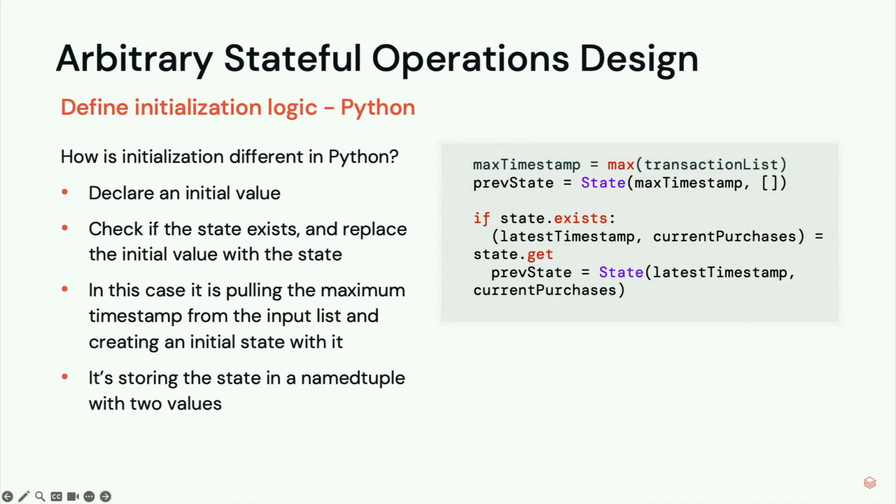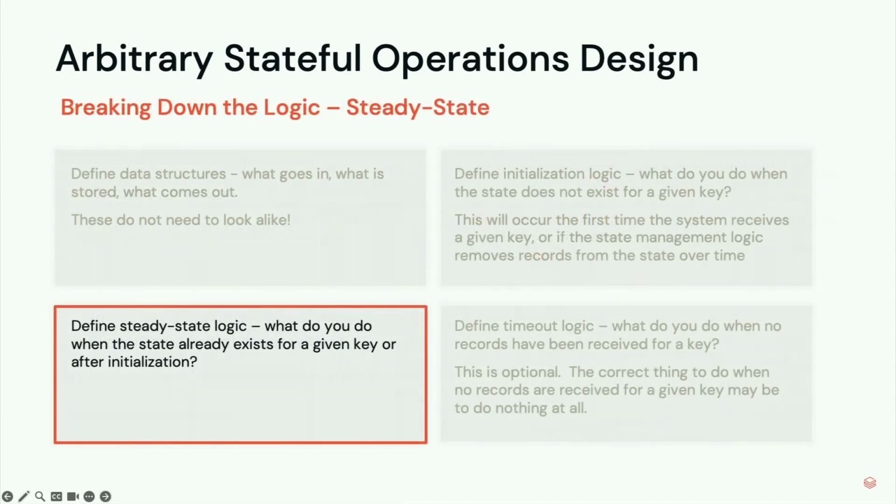How is it different in Python? Well, I don't have that getOrElse in Python. So I defined an initial value, and then I checked if the state existed. And if the state existed, I replaced my initialization value with the actual state. It just reversed the order, but it's the same thing. So the initialization is usually the simple part.